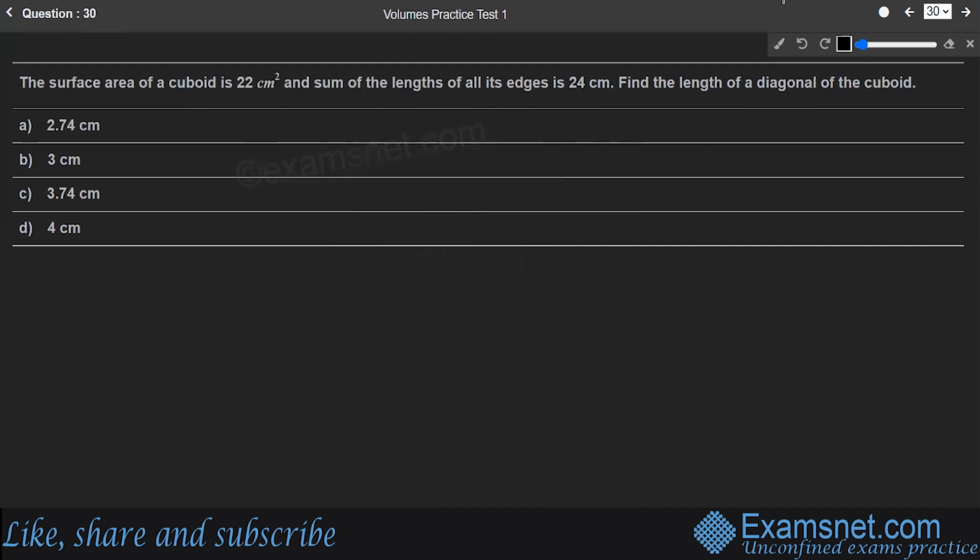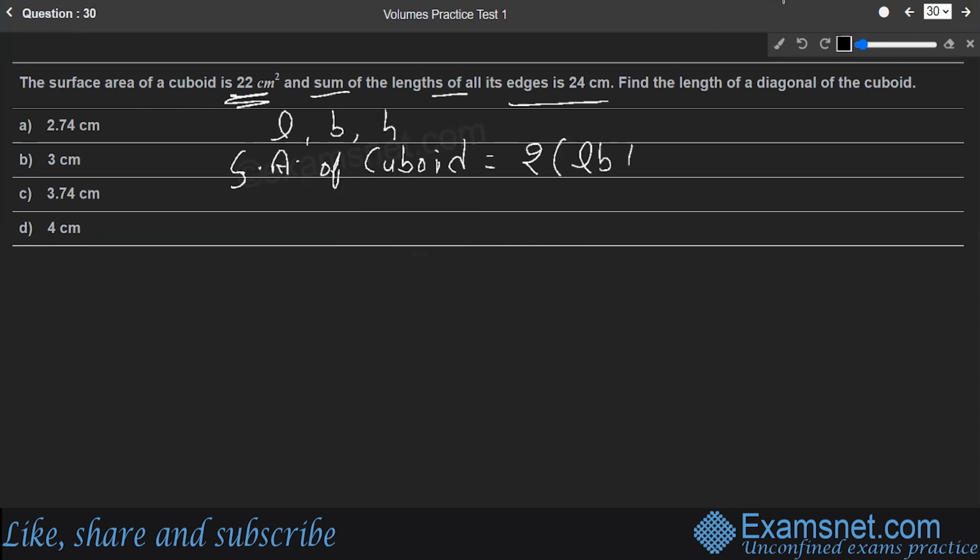Now he says the surface area of a cuboid is 22 centimeter square and the sum of the length of all of its edges is 24 centimeter. So since it is a cuboid, it will have length, breadth and height, all different. So what is the surface area of a cuboid? Surface area of a cuboid is given by twice of LB plus BH plus HL, and this value is given to be 22 in the question.